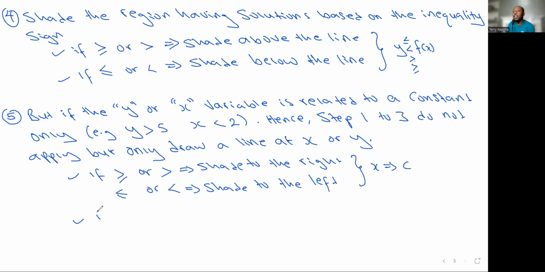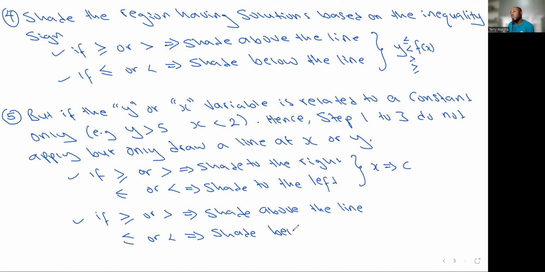Now, if it's a y value, okay, if you have greater than or equal to or greater than, you shade above the line. Okay, and if you have less than or equal to or less than, then you shade what? Below the line. All right, so this is y constant.